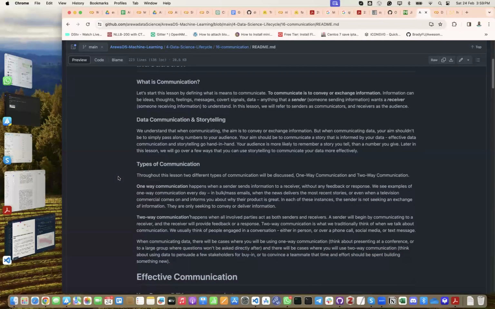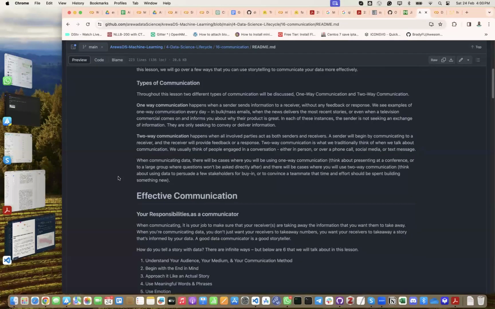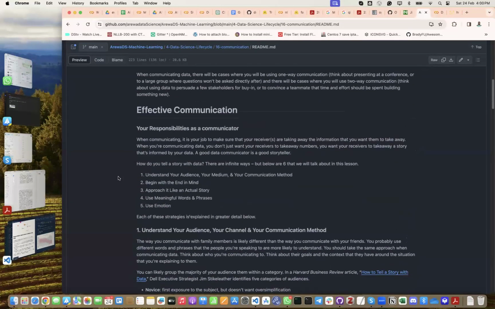So communication: there is one-way communication, when the sender sends information to the receiver without any feedback or response. And then there is two-way communication, where you give it and then you receive feedback, you give it, you receive feedback. So for effective communication, you have to understand your audience, your medium, and the method that you are communicating. So this, I think, fits the example that I was given.